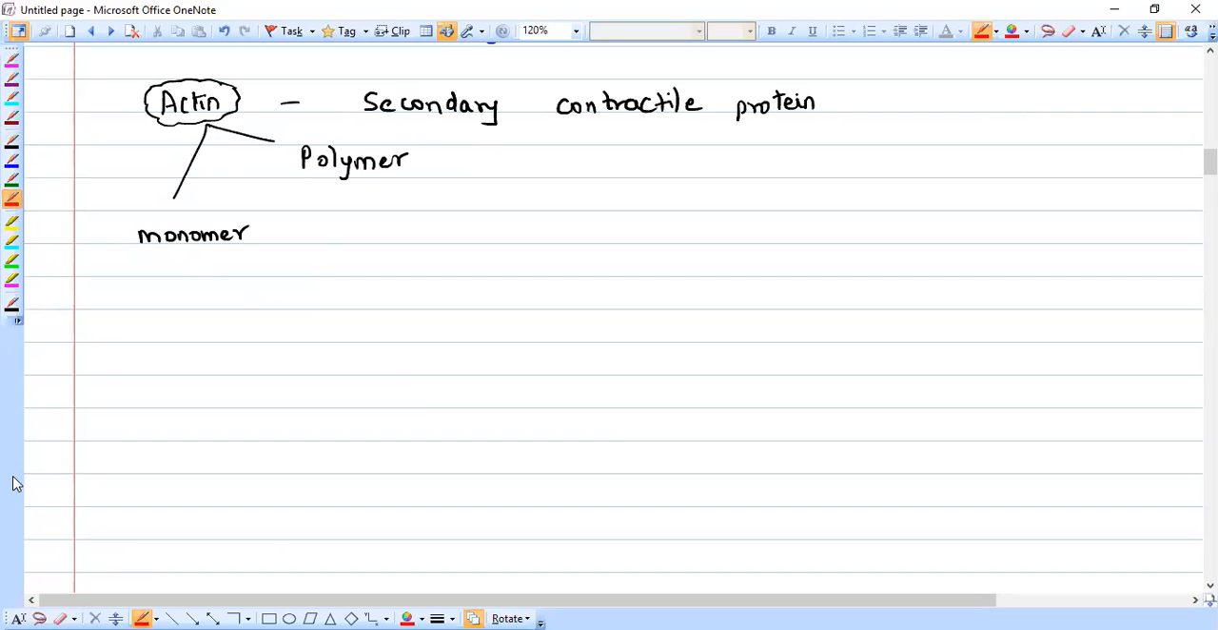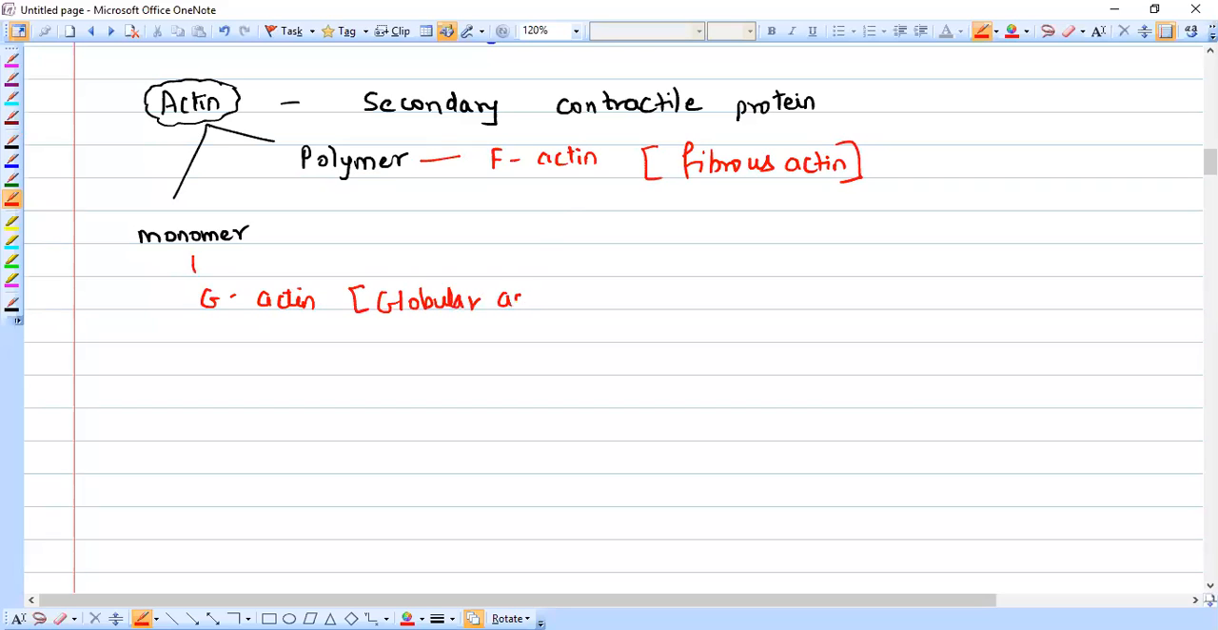When we talk about the polymer, there is F actin. The polymer is called F actin, where F stands for fibrous. So it is also known as fibrous actin. When we talk about the monomer, the monomer is G actin. So what is G actin? It is called globular actin. So in actin also there are two forms, the polymer and the monomer.